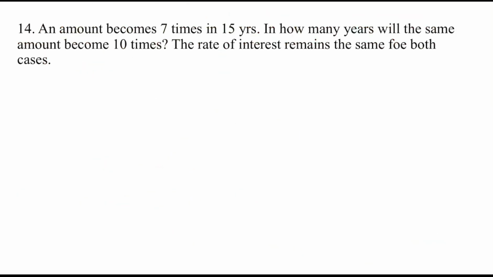So next problem. An amount becomes 7 times in 15 years. We don't know how much amount, but it is becoming 7 times in 15 years. So in how many years will the same amount become 10 times? The rate of interest remains the same for both cases. R is same. So we always know that P is 100%. So 100% is becoming 7 times, means into 7, which is equal to 700%.